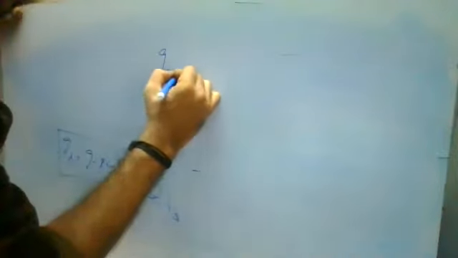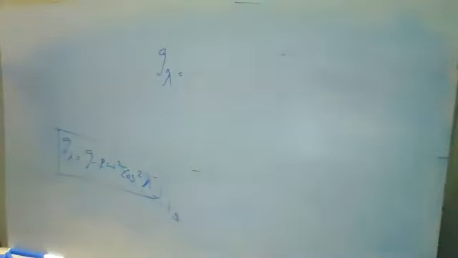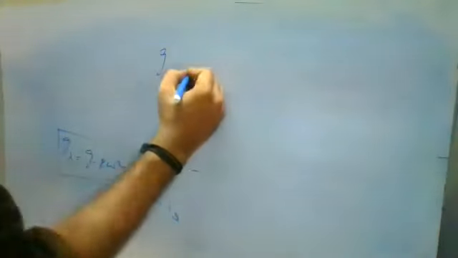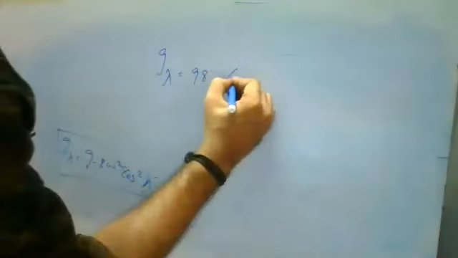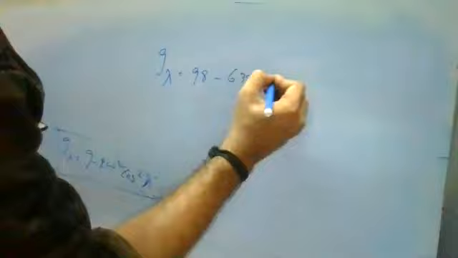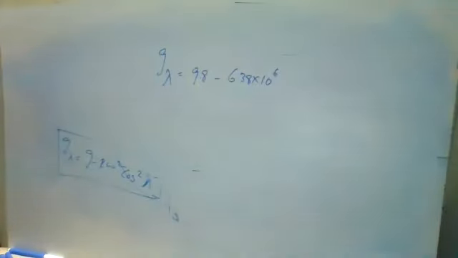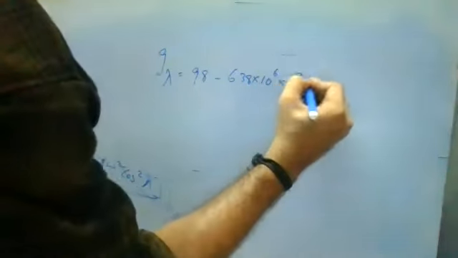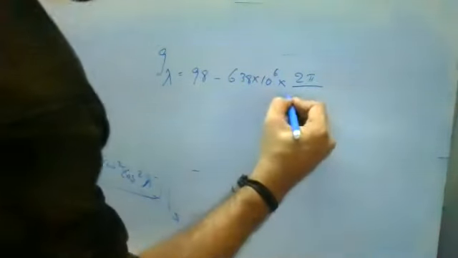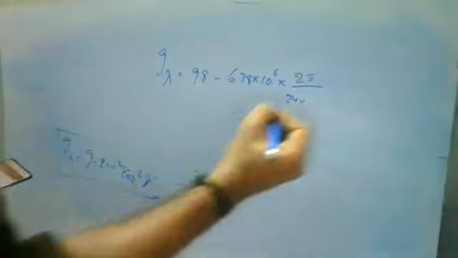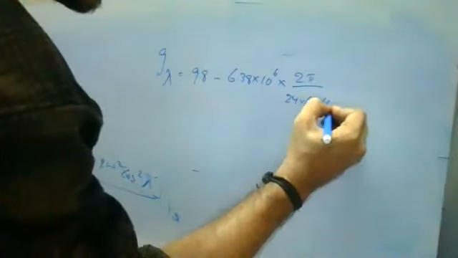So g lambda we need to find. The values we'll say one by one. G we already know, g is 9.8. It is 9.8 minus R, which is 6.38 into 10 power 6, converting into meters, into R omega. Omega is nothing but 2 pi by T, the total time period, 2 pi by T, where the time period is 24 hours into 60 minutes into 60 seconds.